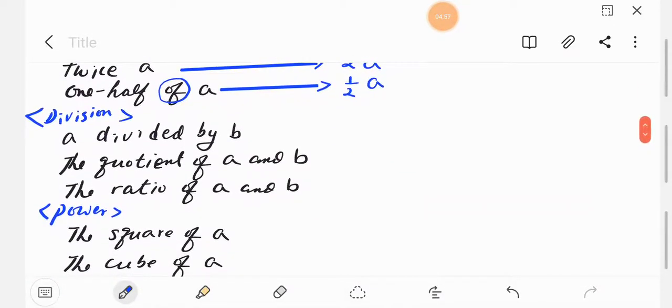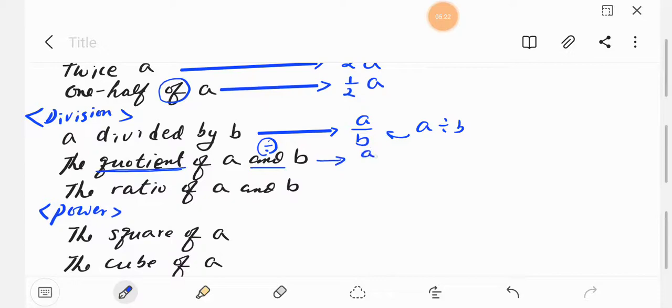Okay, now division. So A divided by B means A over B, right? A over B. A divided by B. So that is A over B. The quotient. Okay, quotient means divide. So quotient of A and B means divide. So this will be replaced by division. So this is equal to what? A over B. A divided by B. Even the ratio of A and B.